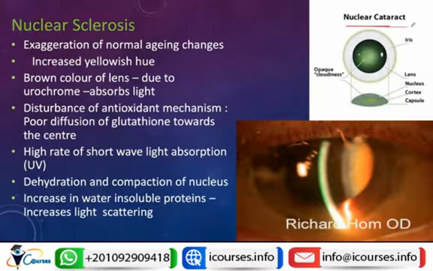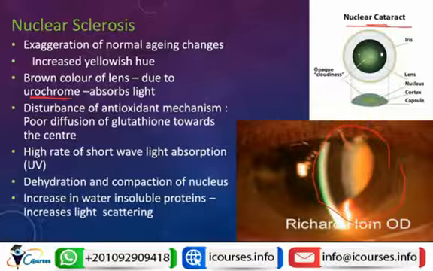The first one is called the nuclear cataract. In nuclear cataract, you find that the nucleus acquires a yellowish discoloration, so it becomes yellowish in hue, and this is because of an increase in a pigment called urochrome. This is the same pigment which is present in urine. So this urochrome present in the lens will absorb the light so that it makes the lens appear yellowish, and if it increases, the lens appears more orange or more brown.